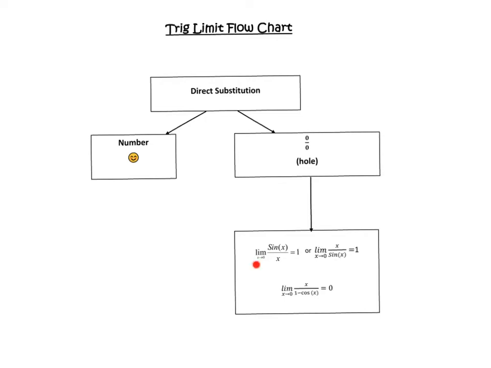So the limit as x approaches 0 of sine x over x is 1, and the limit as x approaches 0 of the reciprocal, x over sine x, also equals 1, and the limit as x approaches 0 of x over 1 minus cos x is 0. So these are pretty much definitions. I'm going to show you how they are true, but really I can just say memorize these and the limits will always be 1 or 0.